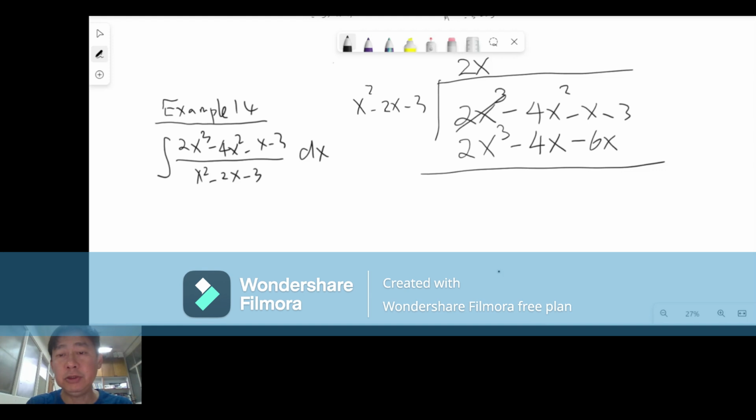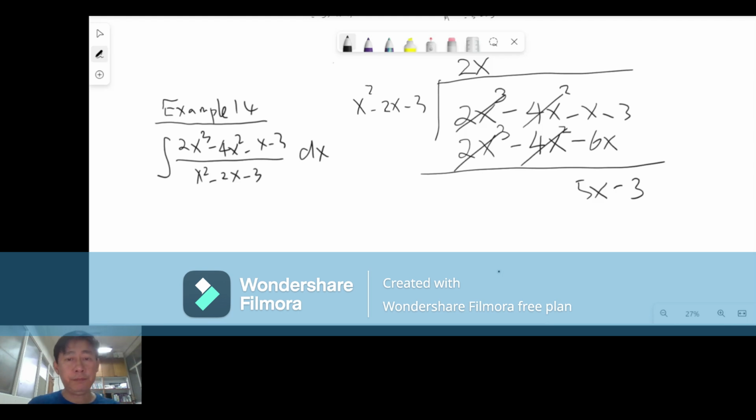The term 2x cubed will get cancelled off, so is the minus 4x squared term. So here there is an x squared term which I've forgotten. Minus x term minus 6x will give you 5x. Then this term minus 3 will be brought down to be minus 3. So that's how we perform the long division.